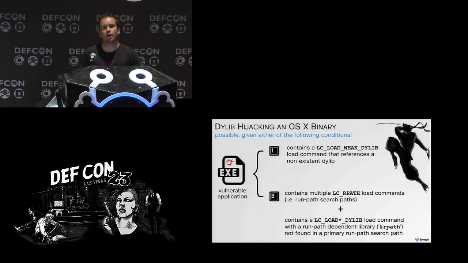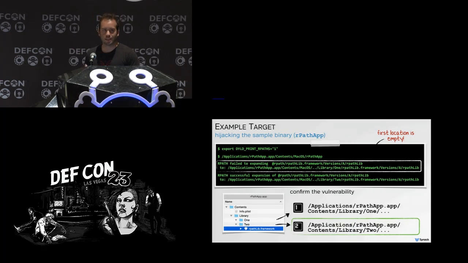All right, so to briefly summarize, I've described two ways to perform dylib hijacking on OS X. First, if an application has a weak dependency and that dependency is not there, we can plant a malicious dylib. Or if an application contains multiple run path search directories and the run path dependent library, the legitimate one, is not in one of the primary directories, again, we can plant a malicious dylib in the initial directory and it'll get loaded automatically.